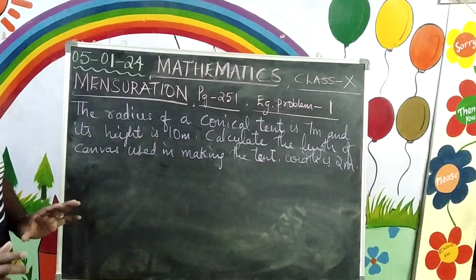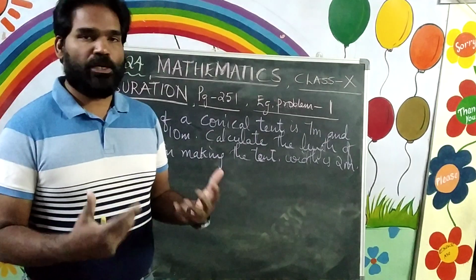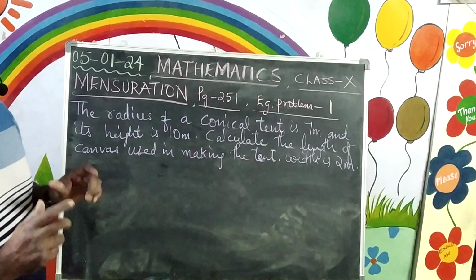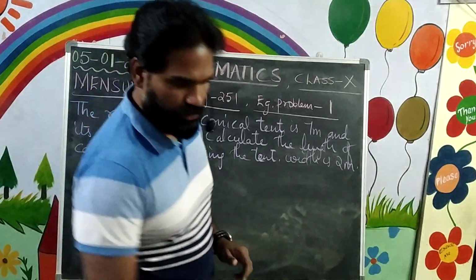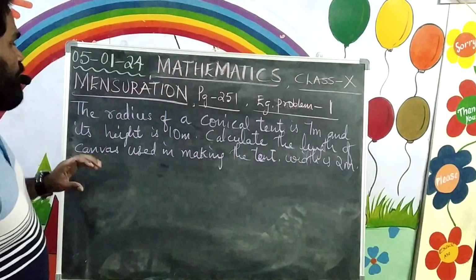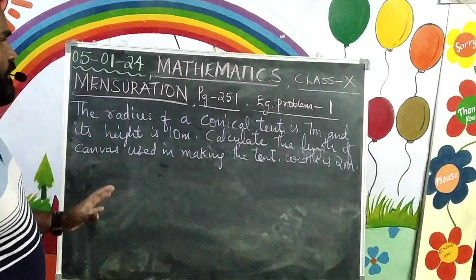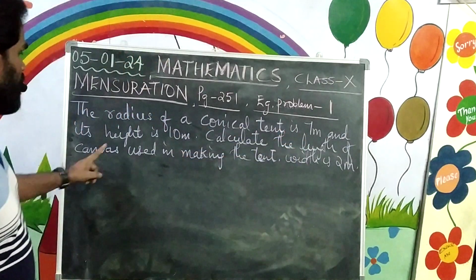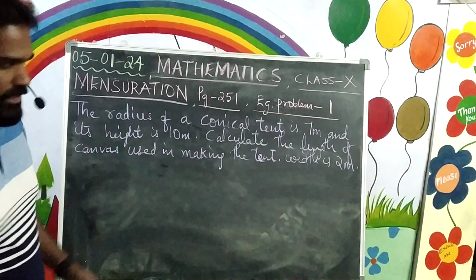Here this question talks about a tent which is made up of canvas. What is the meaning of canvas? Canvas is nothing but a special type of cloth which is used for making the tents. So the measurements of this tent are very clearly given. First is the radius of the tent, 7 meters, then the height of the tent is 10 meters.